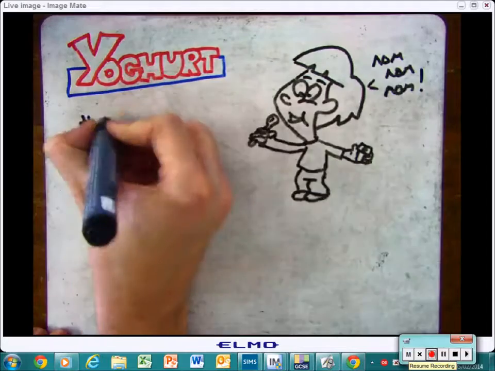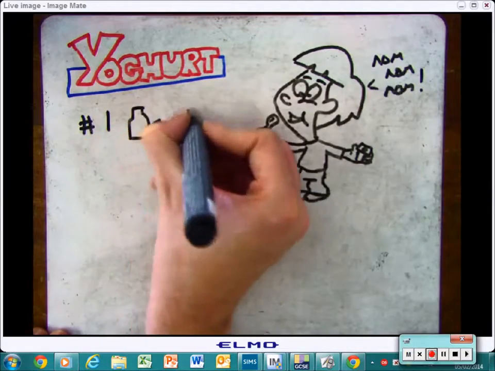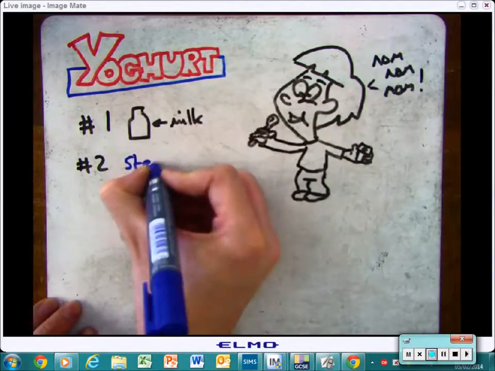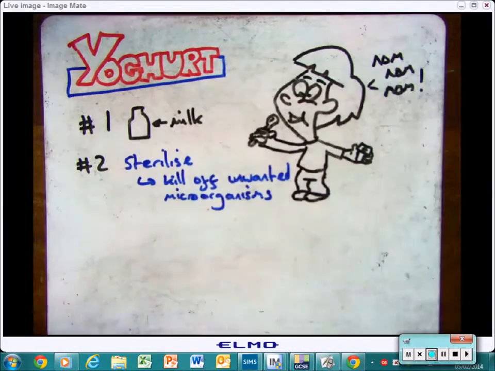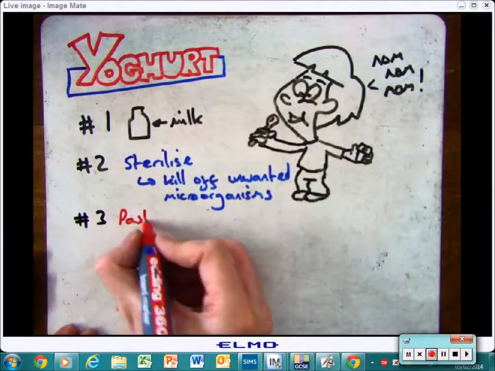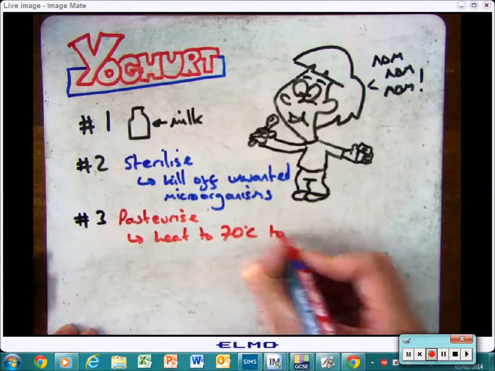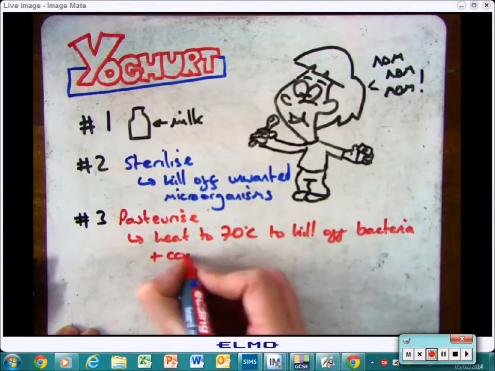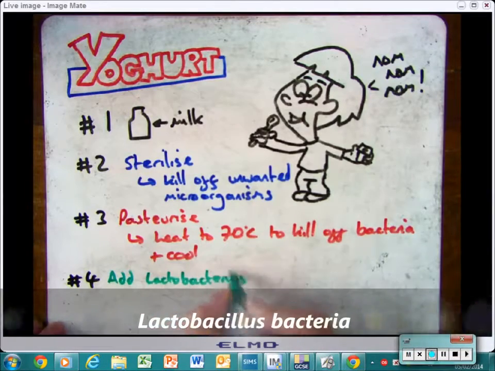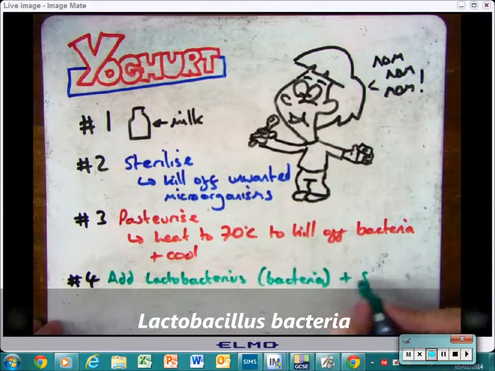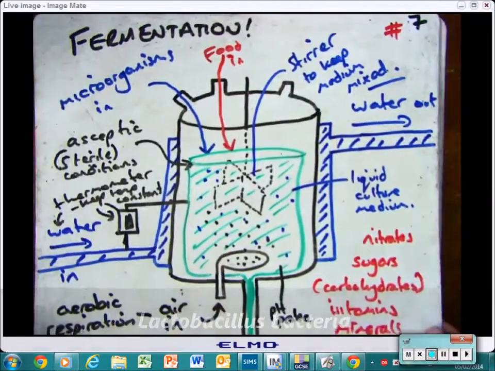yogurt. So to produce yogurt then, the first thing you do is you get some milk. The second thing you do is you have to sterilise everything. This kills off any unwanted bacteria. The milk is then pasteurised, which if you remember is heated up to about 70 degrees and then cooled down to kill off any bacteria. A culture of lactobacillus bacteria is then added to the mixture and is incubated at about 40 degrees in a fermenter.